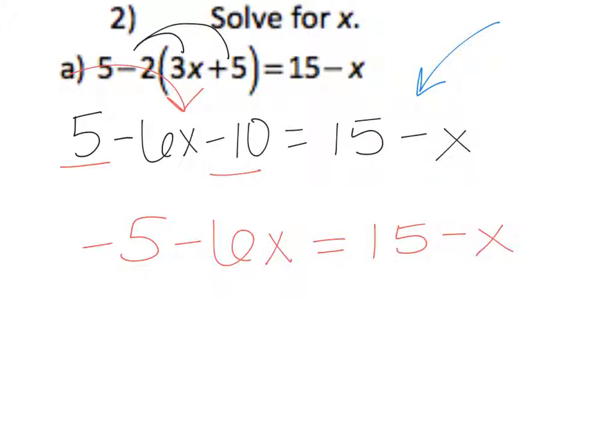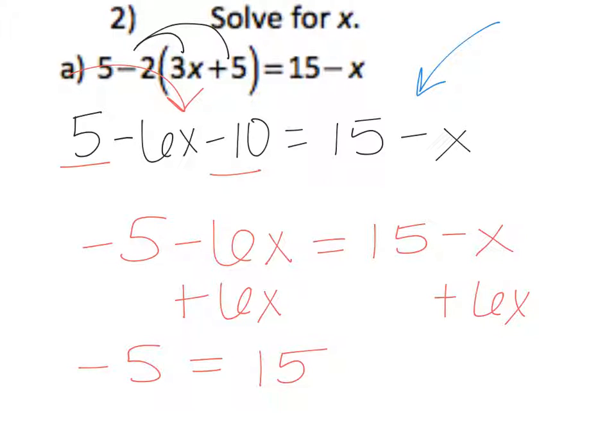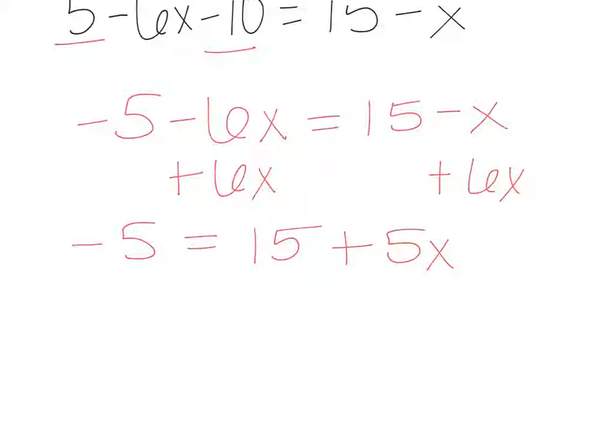So I'm going to put the x's on one side and numbers on the other side, and it doesn't matter which order you want to do this. You can put the numbers on the left and the x's on the right, or vice versa. So I'm just going to move the 6x to the other side. Now, since I moved the x to the right, I need to move the numbers to the left.